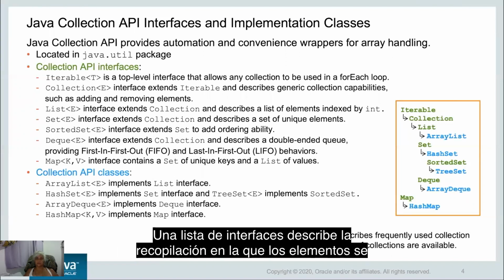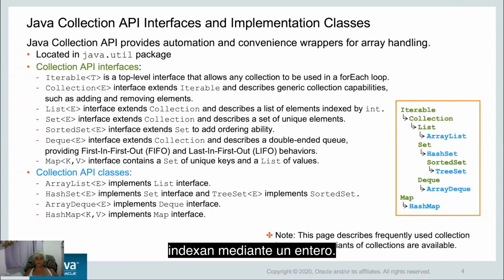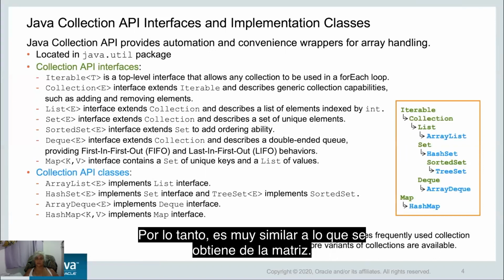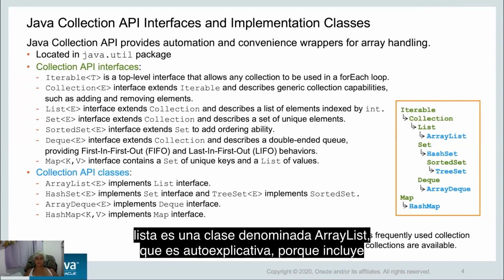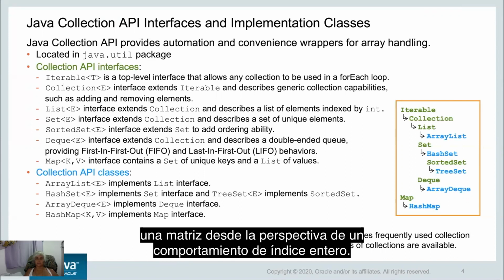The interface List describes a collection where elements are indexed by an integer. So it's very similar to what you get from the array. In fact, the most commonly used implementation class that implements the List interface is a class called ArrayList, which is kind of self-explanatory because it feels like an array from the perspective of integer index behavior.